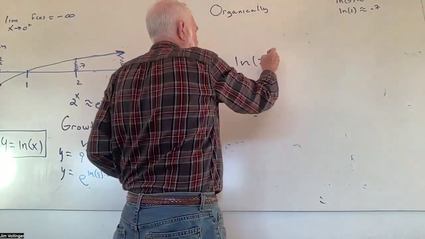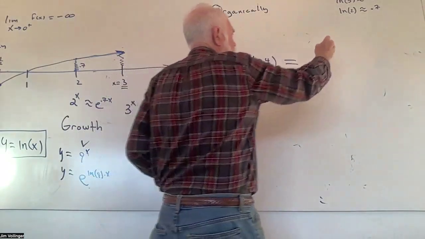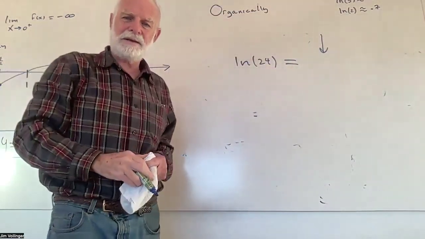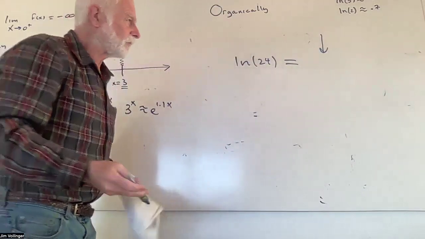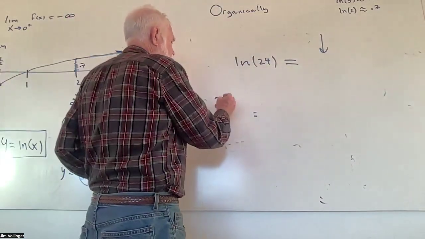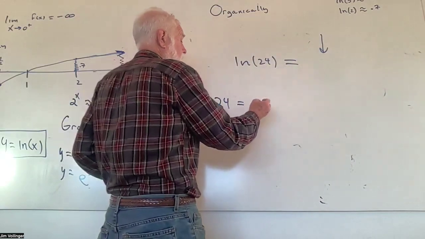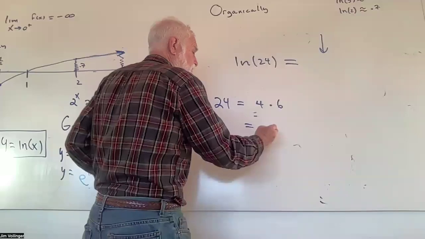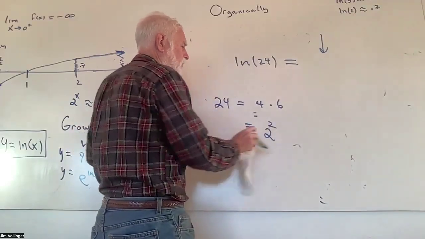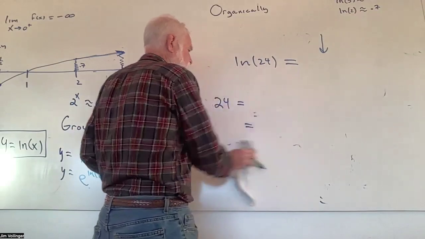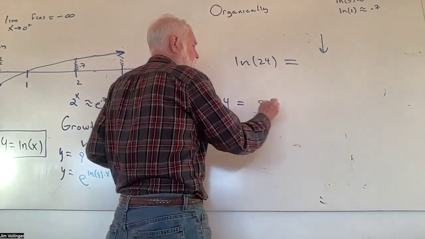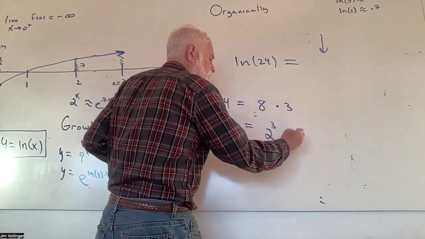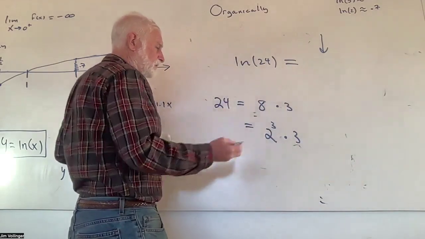Let's look at the ln of 24. We'll use the rules of logarithms here in a moment, but let's actually develop organically an approximation. And so what is 24 equal to? 24 is equal to 4 times 6, which is equal to 2 squared. No, I don't want to do 4 times 6. I want to do 3 times 8, excuse me. So let's do 8 times 3, and 8 is 2 cubed times 3. Okay, so let's play with that.